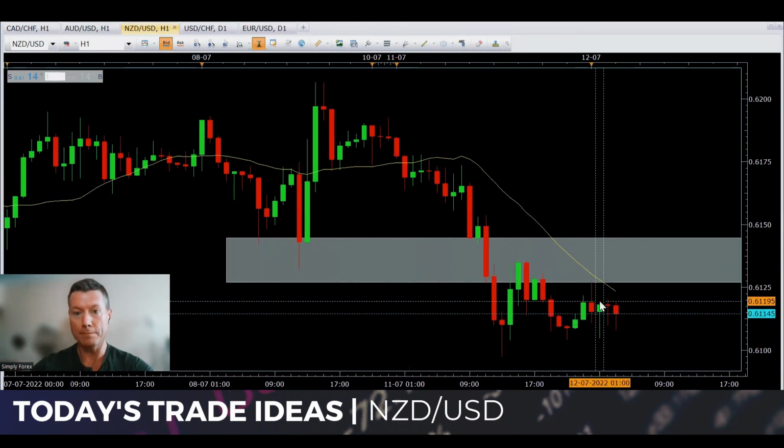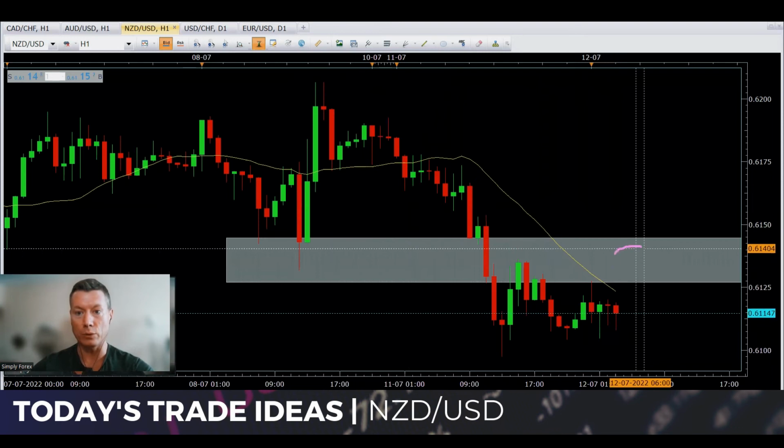But guys, we want to see price come up into this grey zone, which corresponds with this last H1 high and this H1 low. Then we want to see a bearish candlestick pattern form. Then we can enter the trade. We can take price back down to these last H1 lows here, close 80%, and then leave 20% to run, guys.